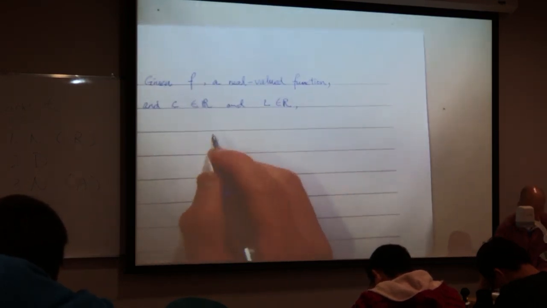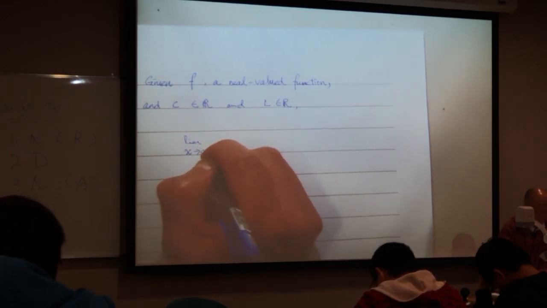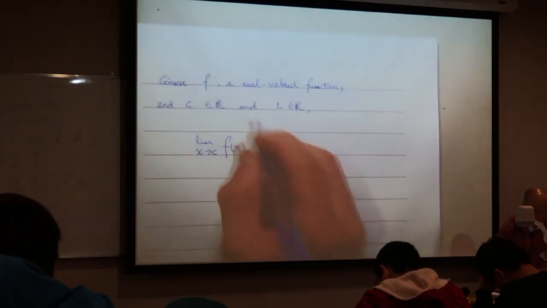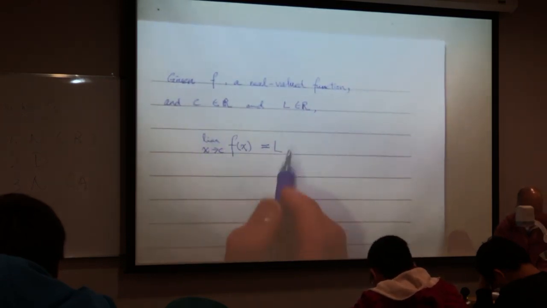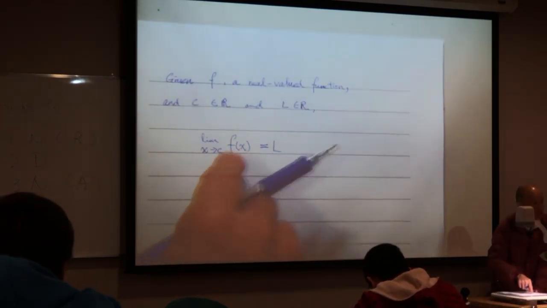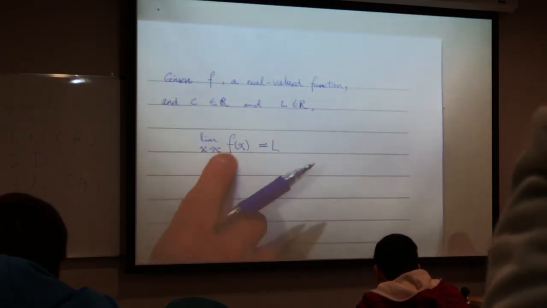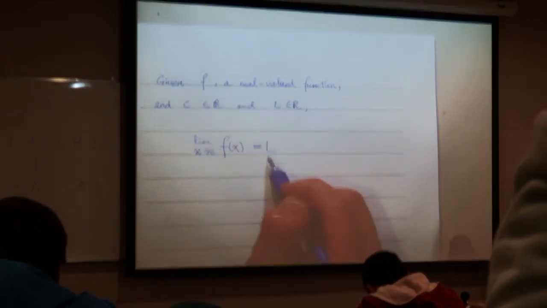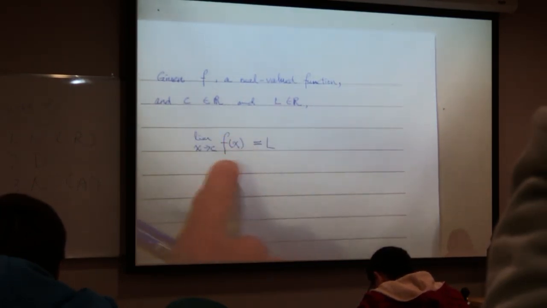Now, the definition of limit: x tends to C for this function equals L. Suppose we are going to define this. Given a real valued function f, and given these two values, C and L, I'm going to define this one. Now, how to define this one?